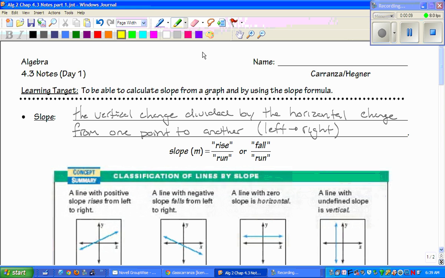Today our learning target is to be able to calculate slope from a graph and by using the slope formula. So I hope you guys have your notes out in front of you so you can start following along.